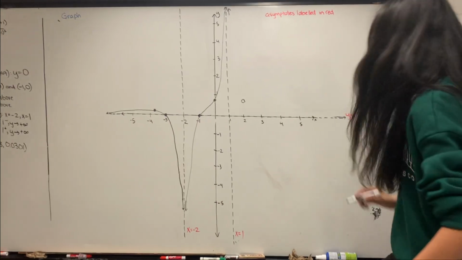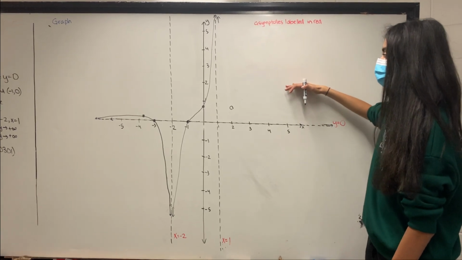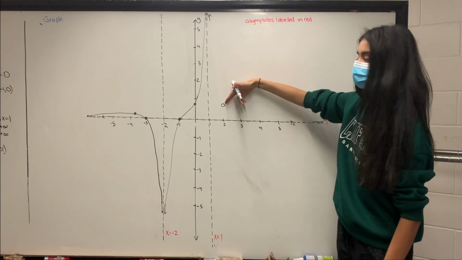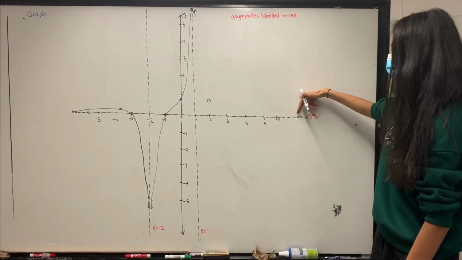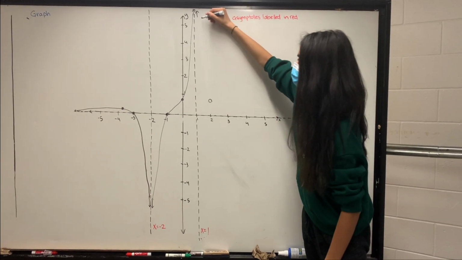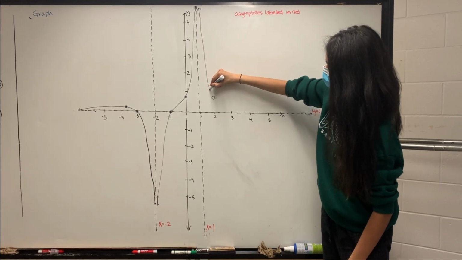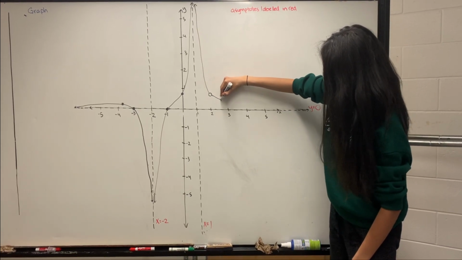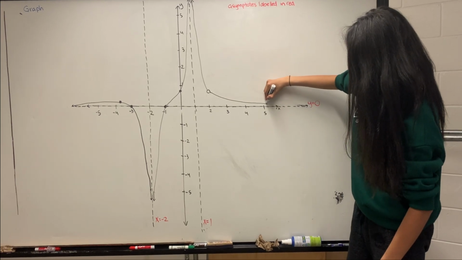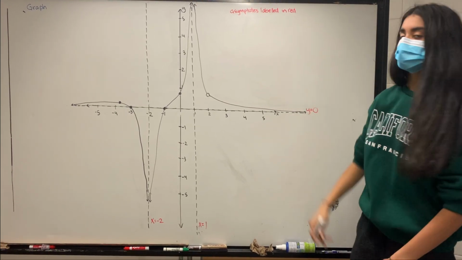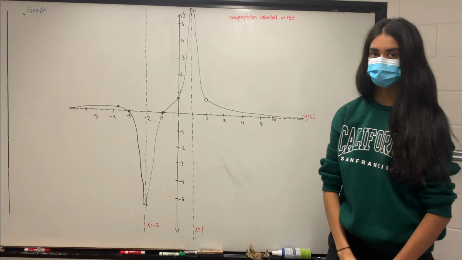Now let's move on to the far right side of the graph. All we have is one arrow for asymptote behavior, a hole, and another arrow for asymptote behavior. So all we have to do is connect them together. And there you have it. There is our graphed function.